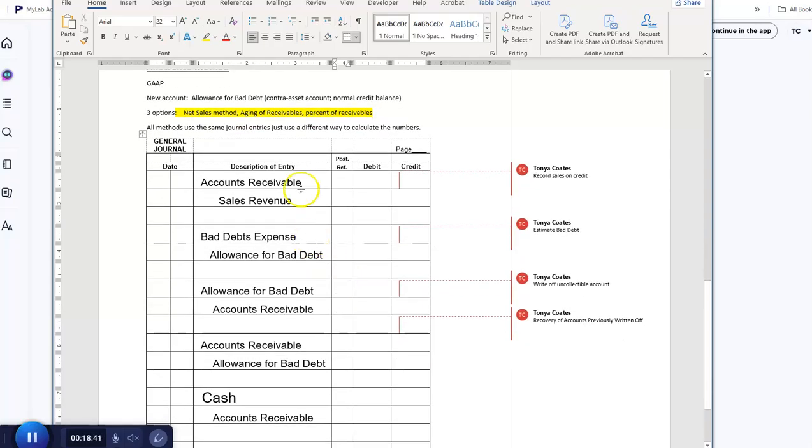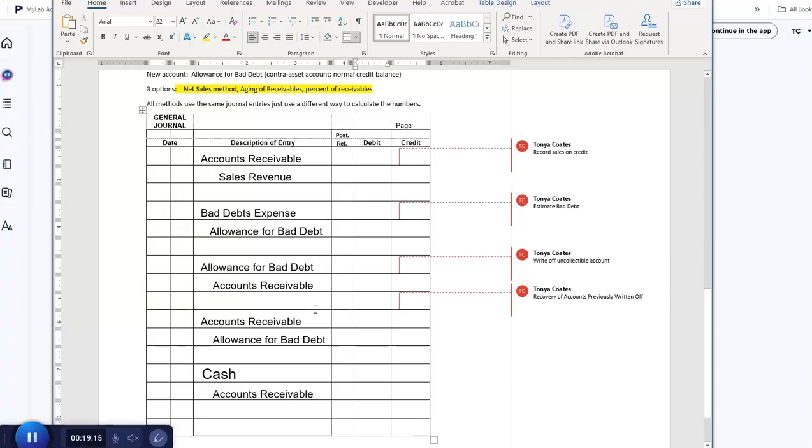Okay. So to recap, we would debit accounts receivable and credit sales revenue to record our sales on credit. To estimate the bad debt, we would debit bad debt expense and then credit our new contra asset account called allowance for bad debt. If we are going to write that account off, we would debit allowance for bad debt and credit accounts receivable. And that may be the end of it. The customer never pays us. But we cannot leave that receivable on the balance sheet indefinitely if we're not going to collect that. That would be overstating our assets.